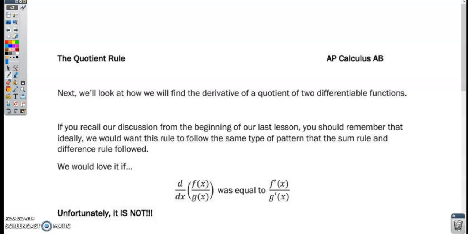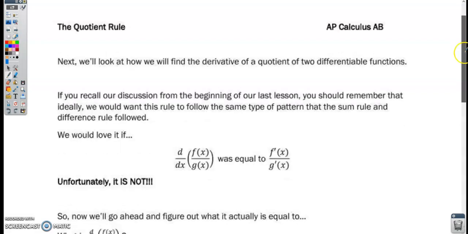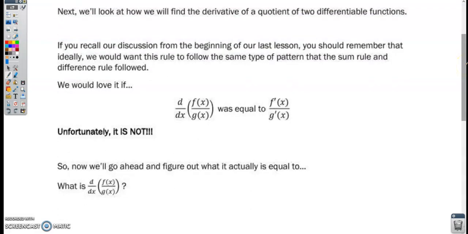So if you remember where we led off in the last video, we talked about, wouldn't it be nice if the product rule was a certain way? And of course it wasn't. And we're going to start with the same kind of idea in this one. Wouldn't it be nice if the derivative of f of x over g of x was equal to f prime of x over g prime of x? Unfortunately, it's not. So what we need to do is figure out what it actually is going to be equal to.